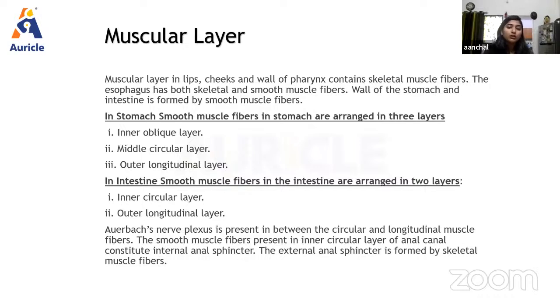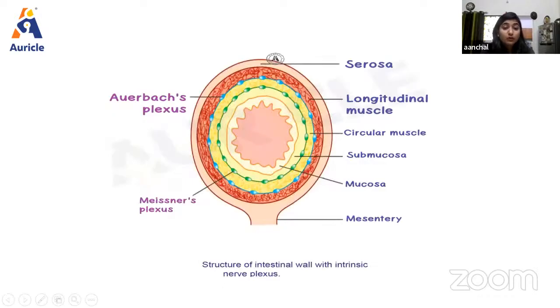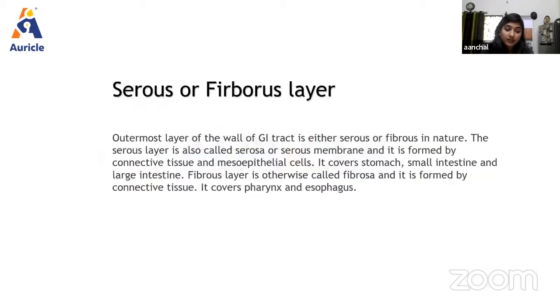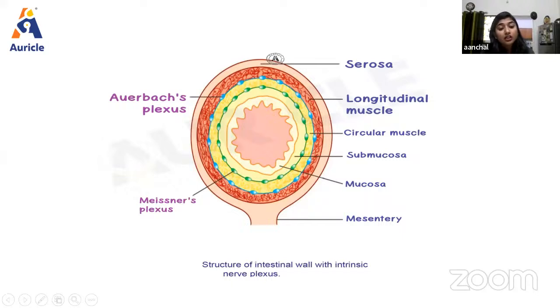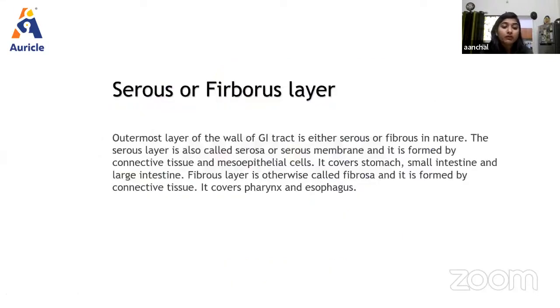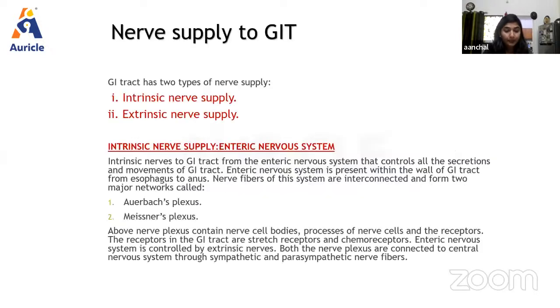Now we're going to discuss a very important structure, the nervous system. As we have discussed, the GIT has its own nervous system, and the name of that nervous system is the enteric nervous system. So basically, the GI tract has two types of nerve supply. The first is intrinsic nerve supply, and the second is extrinsic nerve supply.